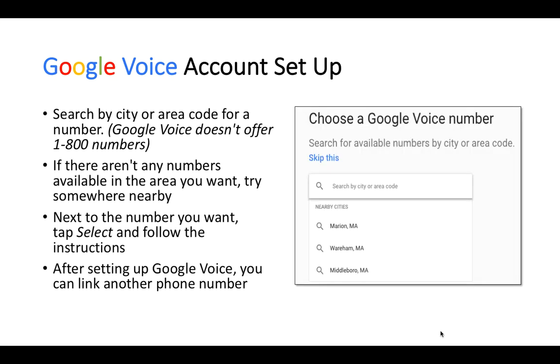Once again, you would search by city or area code to find an available Google Voice number. Finding the one you want, tap Select and continue to follow the instructions.